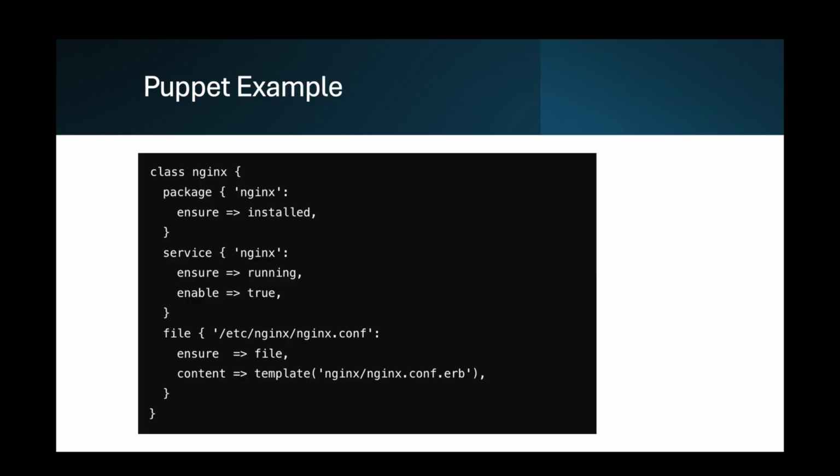Here is an example of a Puppet file where I've created a class Nginx, which has package Nginx and ensures that it's installed. Next, I'm talking about the service Nginx, ensure it's running and enable it to true. The file where the configuration is, etc nginx configuration, ensure that file is there, and the content of this is coming from a template file, which is an ERB file mentioned in the path.